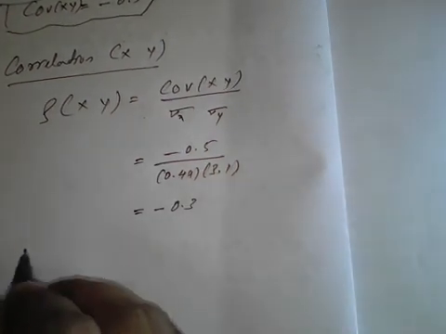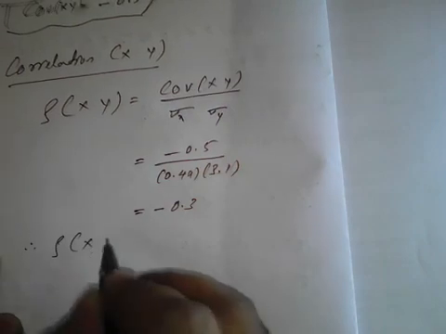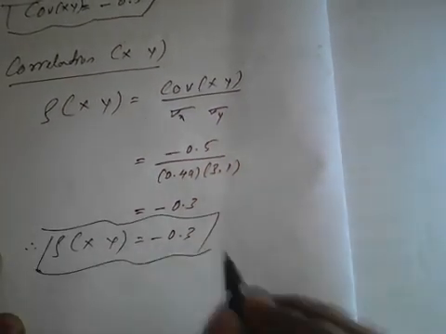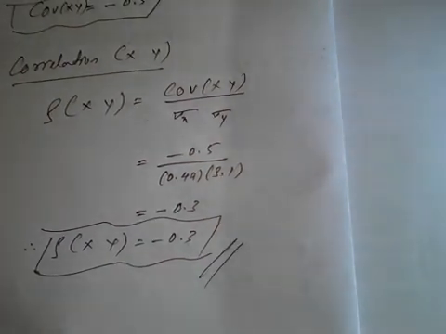Therefore correlation of xy is minus 0.3. So in this way, we need to complete the examples based on joint probability distribution.